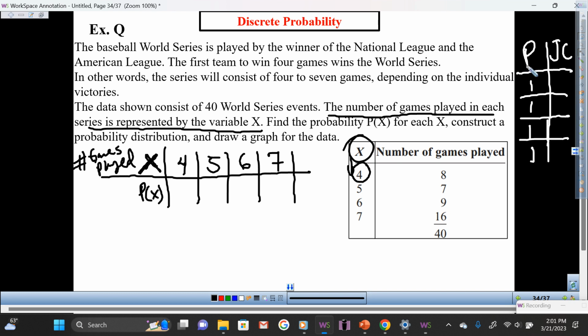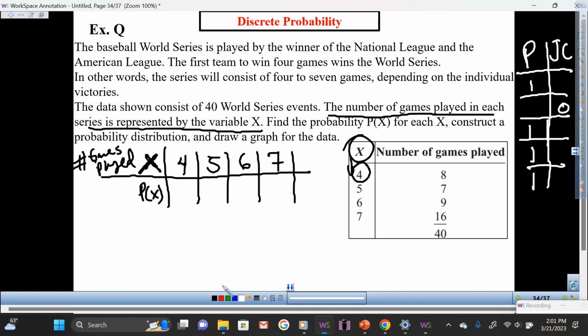4 games. However, what if JC won the second game? Pedro won the next 2. How many more does Pedro need to win the series? 1 more. So that means if he wins another one, how many total games played? 4 and 5. So that's a total of 5 games. So possible outcomes or possible games are 4, 5, 6, and 7.